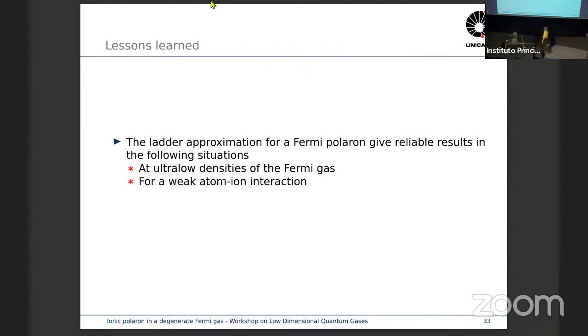Well, the ladder approximation for a Fermi polaron gives reliable results in these two situations: at ultra low densities of the Fermi gas, which means that we are neglecting the polarization because the particles are so far apart that the range of the potential is smaller than the interparticle separation, or when the atom-ion interaction is very weak.